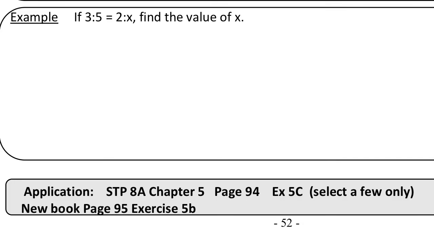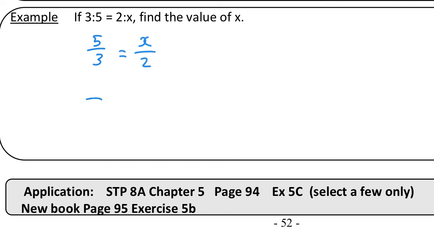The next example, 3 to 5 equals 2 to x. What we need to do is write the 2 to x as a fraction with the x on the top. So that's going to be x over 2. And in 3 to 5, the 5 was the second number in the ratio. So the second number needs to go on the top, so that's the 5. So it's going to be 5 over 3 equals x over 2.